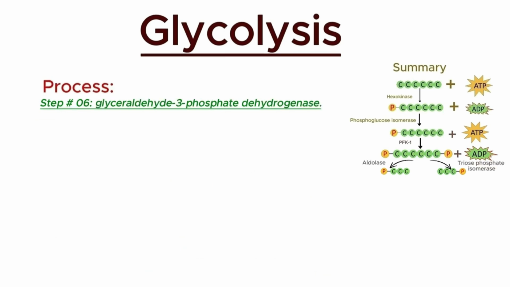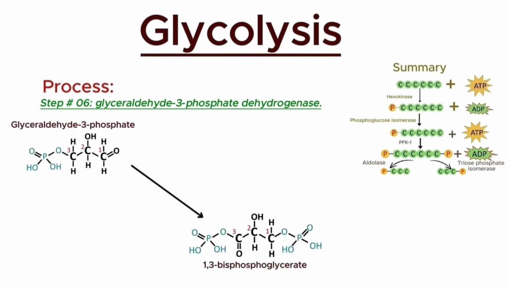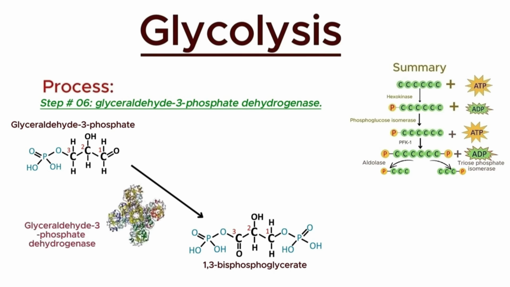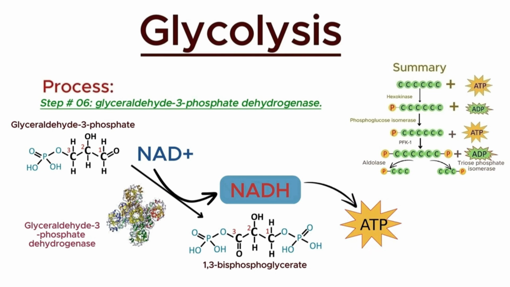In the sixth step of glycolysis, glyceraldehyde 3-phosphate is oxidized and phosphorylated to form 1,3-bisphosphoglycerate. The enzyme glyceraldehyde 3-phosphate dehydrogenase catalyzes this reaction. During this step, NAD is reduced to NADH, capturing energy in the form of high-energy electrons. Additionally, an inorganic phosphate is added to G3P without the use of ATP, forming 1,3-bisphosphoglycerate. This step is crucial as it generates NADH, which can be used in oxidative phosphorylation to produce more ATP.